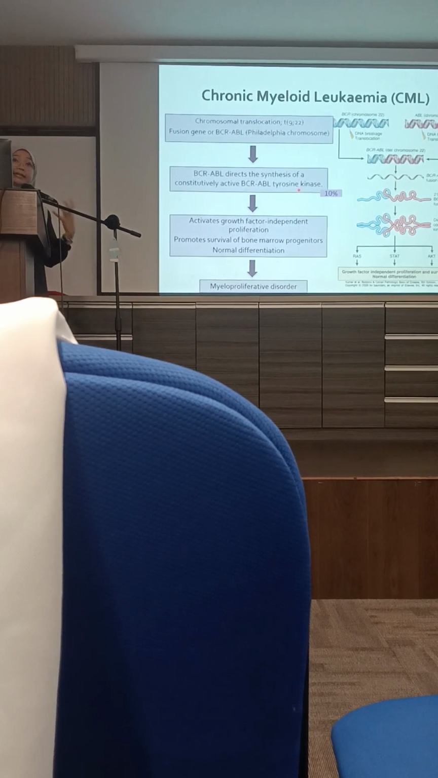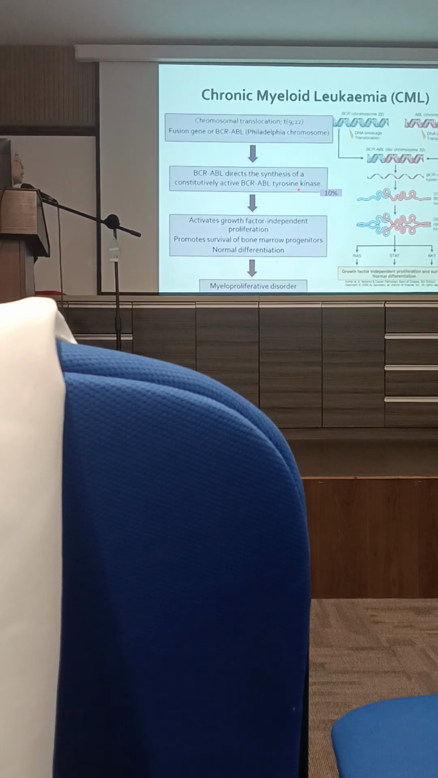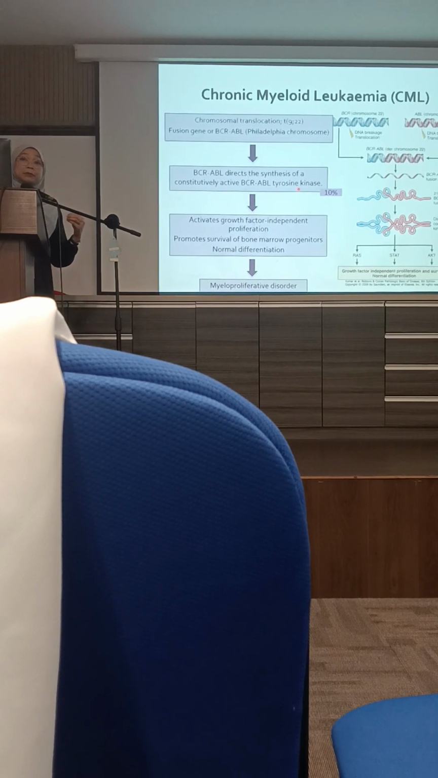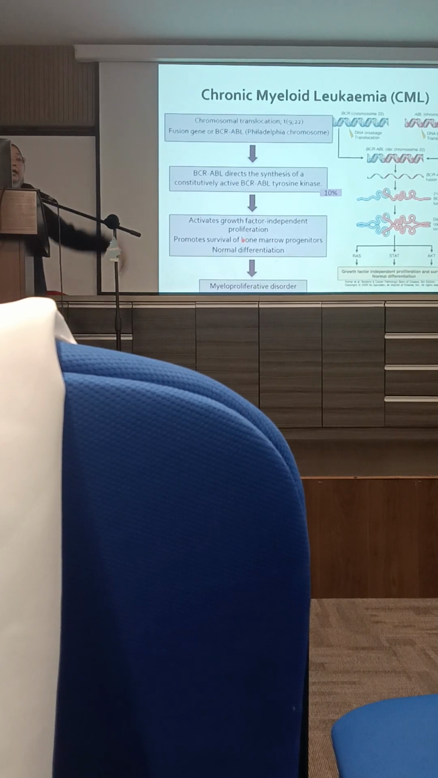So tyrosine kinase is an enzyme, a growth factor enzyme which becomes constitutively active. What does that mean? It doesn't shut down, 24/7. It is operational. It is activated. So this activates growth factor independent proliferation. It doesn't need instructions from anybody.